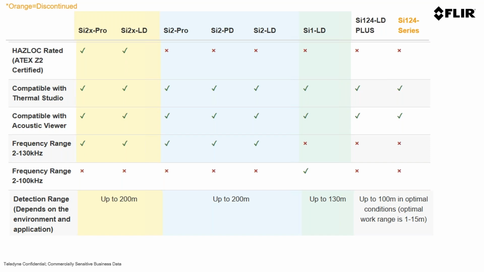And of course, the detection range. You can see that the SI2X and the SI2 are up to 200 meters, whereas the SI1 at the moment is up to 130 meters.